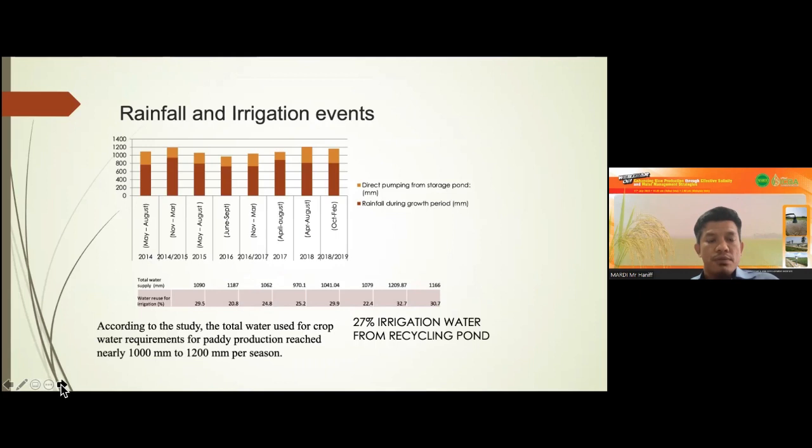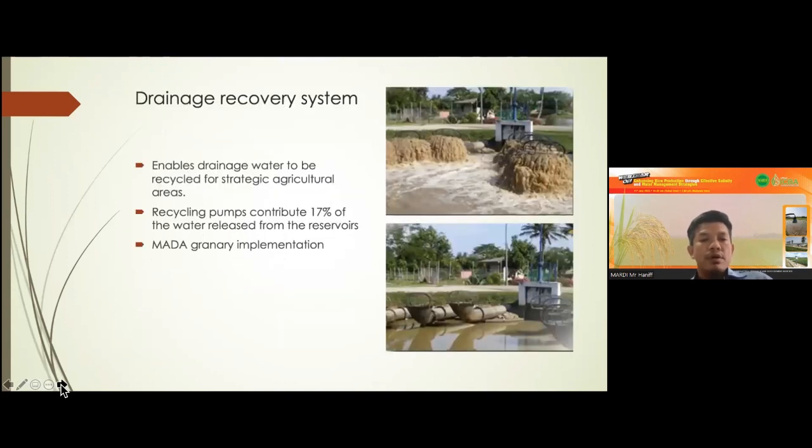So this is data from our water recycling system. From 2014 to 2019, we can save about 27% of irrigation water from the recycling pond, and the rest is from the rainfall. So we don't have any outside water from the local authorities. Okay, another approach that we have is a drainage recovery system. This type of system enables drainage water to be recycled for strategic agriculture areas. The recycling pump contributes about 17% of the water released from the reservoir. This system was implemented by MADA, which is the biggest granary area in Malaysia.